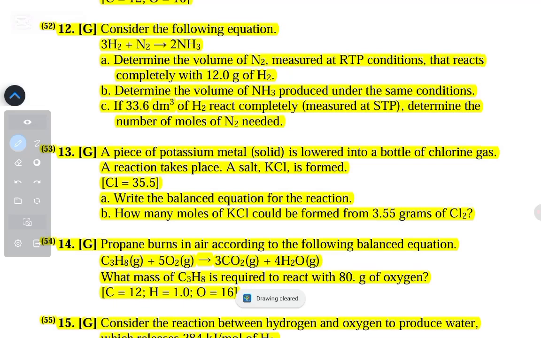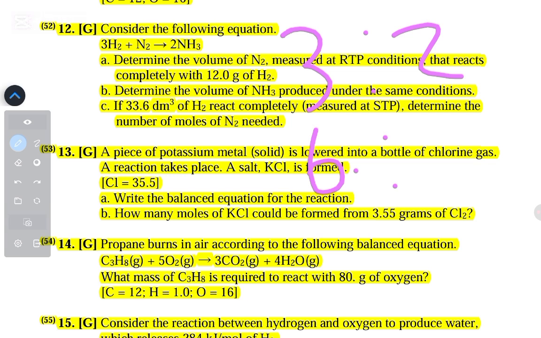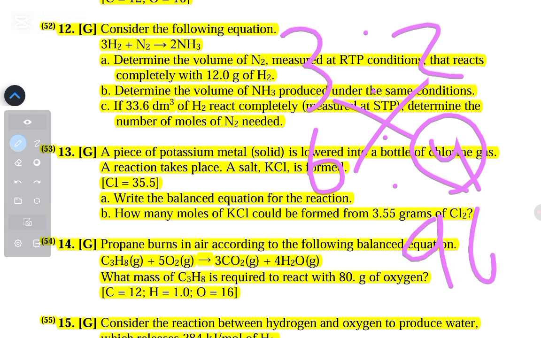Determine the volume of NH3 produced under the same conditions. They want NH3 this time. The ratio of H2 to NH3 is 3 to 2. Like we said before, 12 grams of H2 is 6 moles. So this is going to be 6 times 2, which is 12, divided by 3, which is 4. Now multiply 4 by 24 to make it RTP, so that's going to be 96. Yes, that's it, 96.